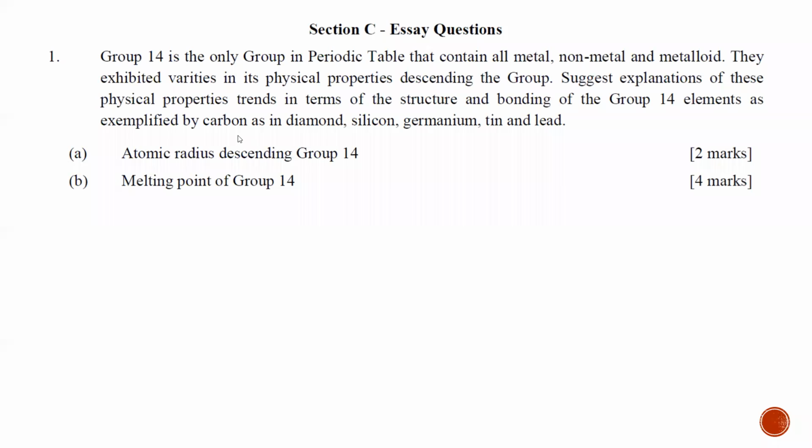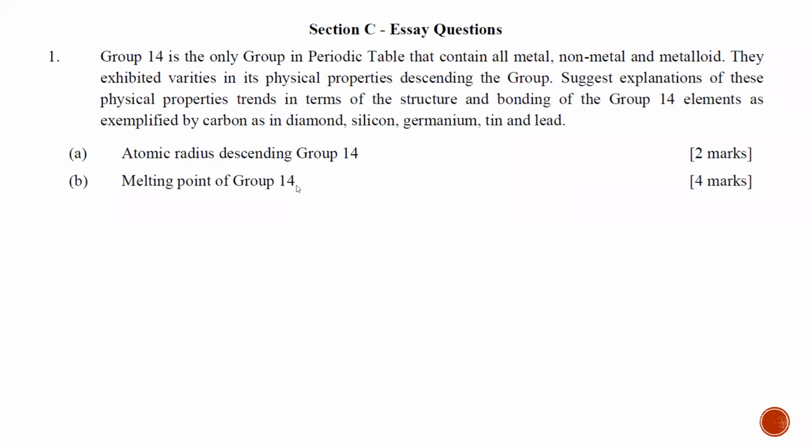Group 14 is the only group in the periodic table that consists of metals, non-metals, and metalloids. They exhibit varieties in physical properties descending the group. Suggest an explanation of this physical properties trend in terms of the structure and bonding of group 14 elements as exemplified by carbon as in diamond, silicon, germanium, tin, and lead.